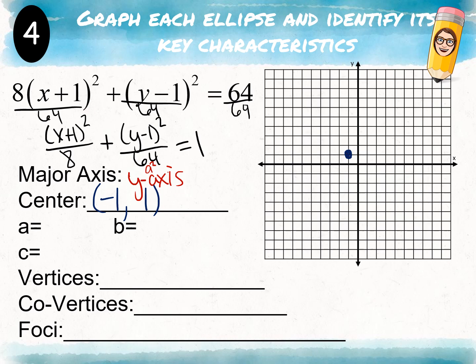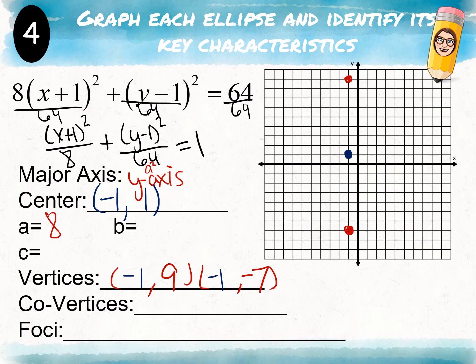A squared was 64, so a is 8. Perfect square, that's what I want. We are oriented vertically, so I want to go 8 north, and I want to go 8 south. Those are my vertices. So you could draw them, then write them, or you could say my x value is going to stay the same on both of them from my center. My center was negative 1. And then I'm going to take the y value of 1 and I'm going to add 8 and I'm going to subtract 8. Use those patterns to help you out and make sure that you're correct.